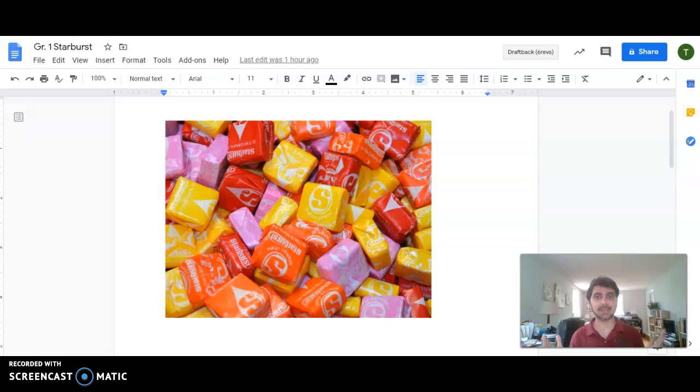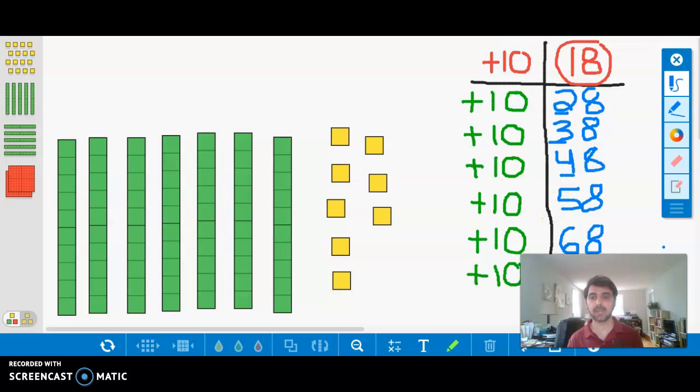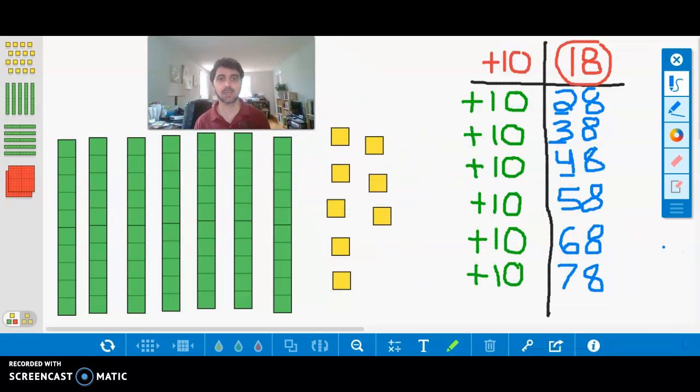We have been adding 10 to two-digit numbers. Very exciting. This is like second grade work. You guys are amazing. So again, we're going to be talking about Starbursts. Love Starbursts. So let's get started. Last time, if you might remember, we were looking at what happens when you add 10 to a number.